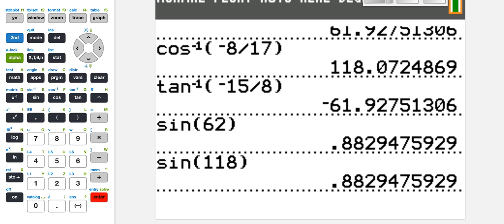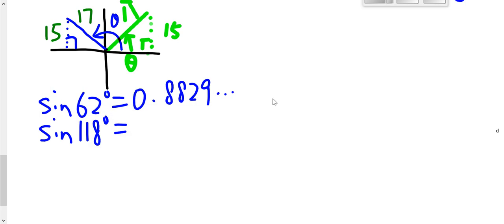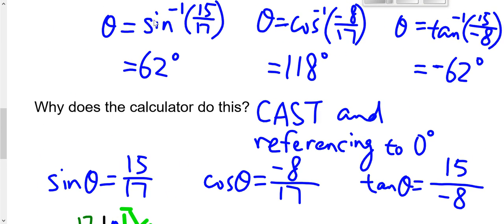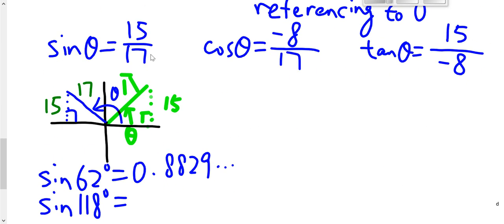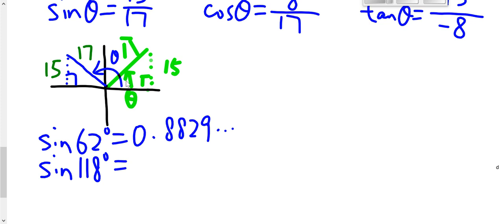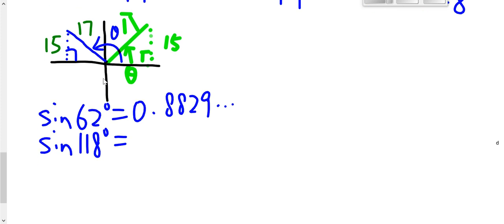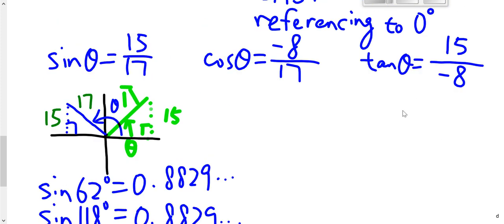So that's why when we did the calculation here, your calculator doesn't know whether you're talking about this acute angle or obtuse angle, because it will give you the same number anyway. So it gives you 0.8829, exact same value.